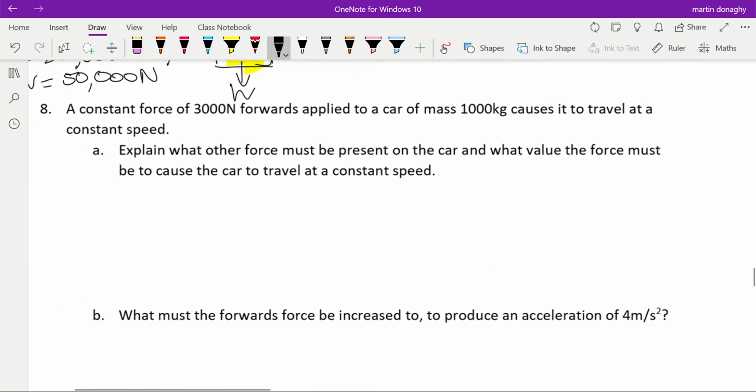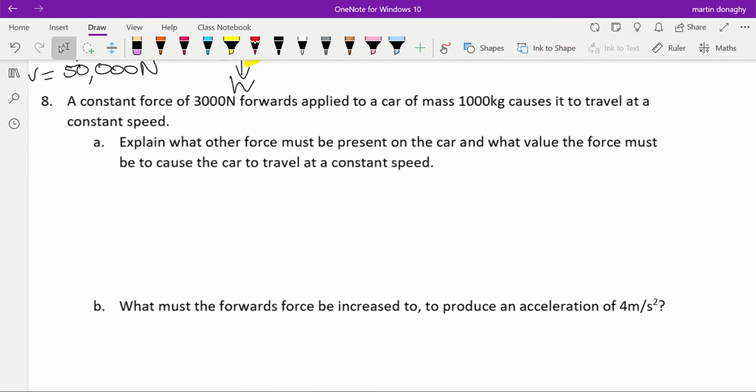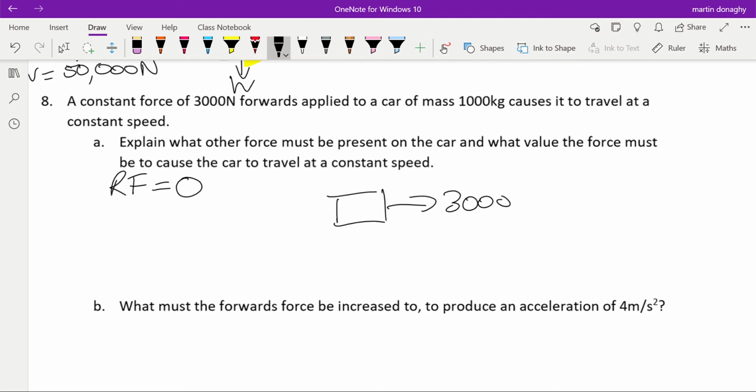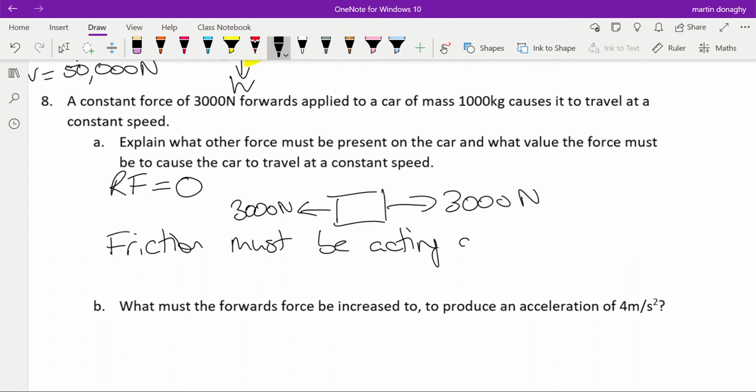Last one then, a constant force of 3,000 newtons applied to a car of mass 1,000 kilograms causes it to travel at a constant speed. Explain what other force must be present, what value the force must have. If it's traveling at a constant speed, Newton's first law tells us the resultant force must be 0. Because if there was a resultant force, it'd be speeding up or slowing down, and it's not.